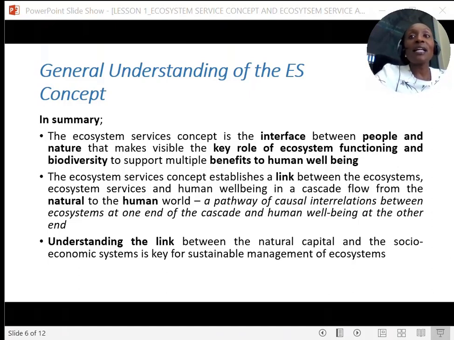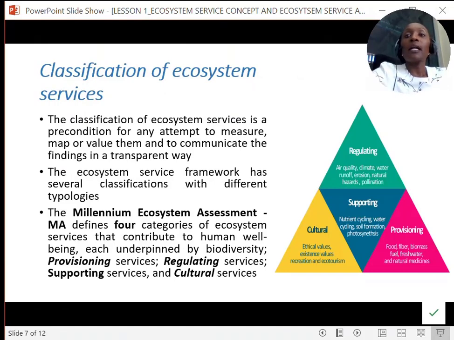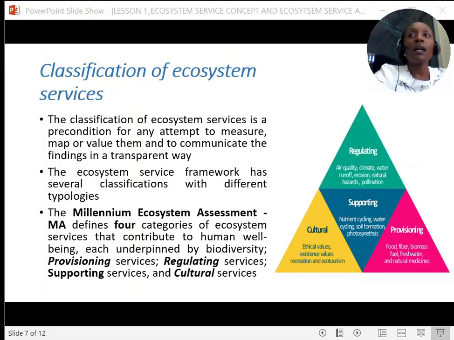And therefore, understanding the link between natural capital and the social economic systems can lead to improved and more sustainable management of these very valuable ecosystems. Now that we have an understanding that ecosystem services are the direct and indirect contributions of ecosystems to human well-being, we will now move into understanding the different classes of ecosystem services.